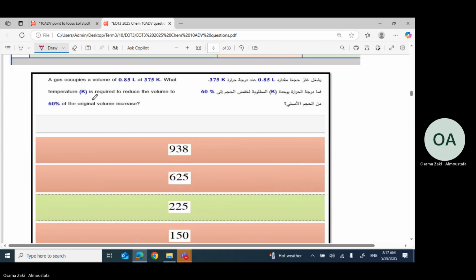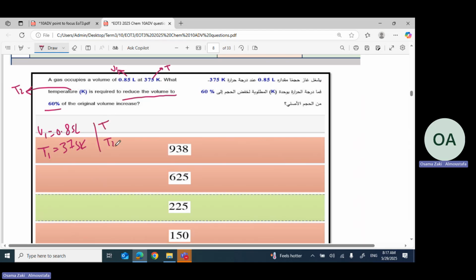Okay, so this question here, this is V1. This is T1, but look, it's in Kelvin. What is the temperature? So T2. Be careful: if we have two, don't add one. So how to do it? Look, this is V1, which is 0.85 liter, and T1, which is 375 Kelvin, and we need to find the second temperature, which is T2. We don't know T2.